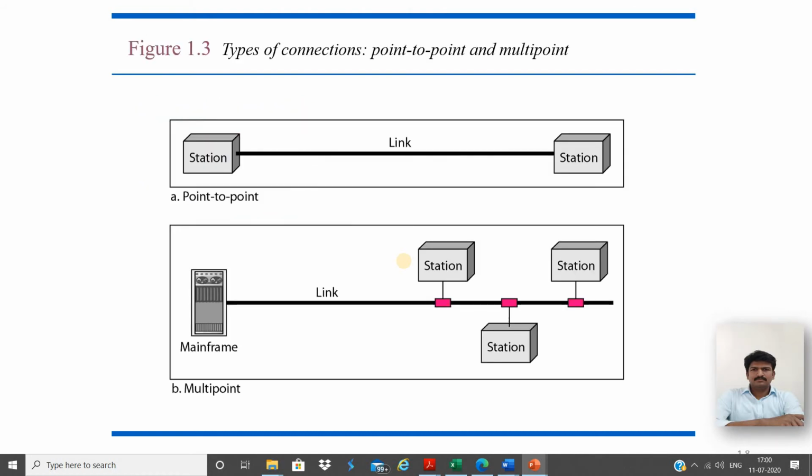Types of communication, as we studied here: in point to point, we have one dedicated link from station to station. Multi-point means we have one major link, and from there we have drop links to connect some stations. It means the mainframe computer sends the data through the link, and from there it is shared among a number of computers.